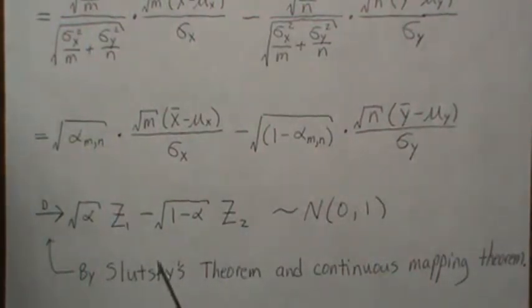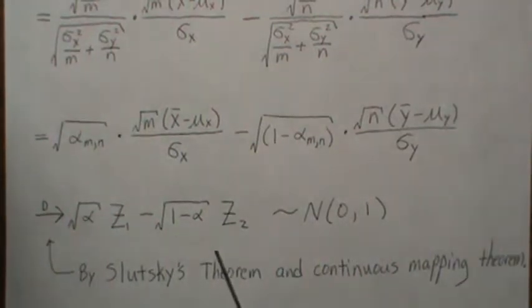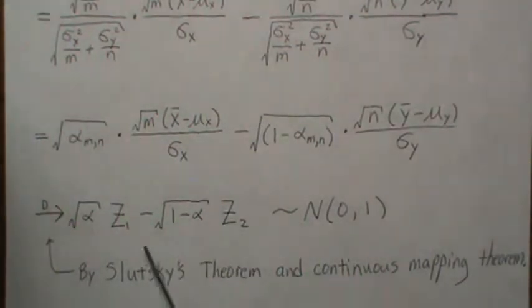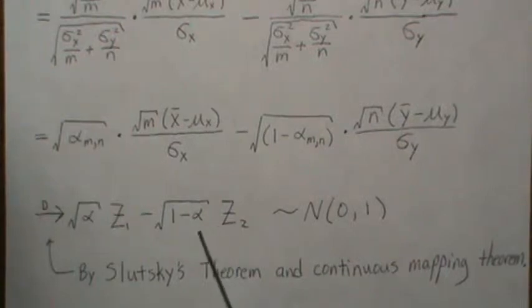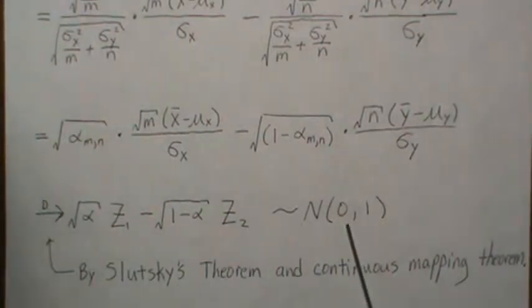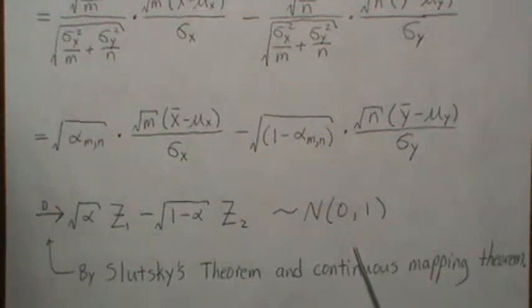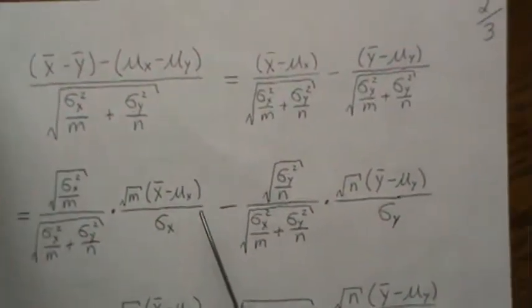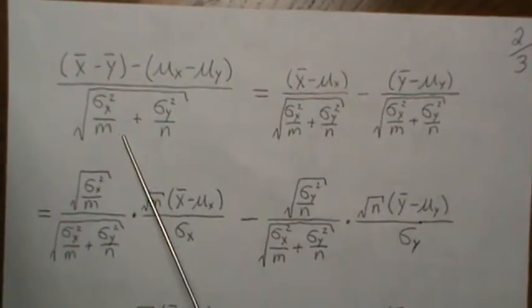And this is just a combination of standard normal random variables. So this is normal, but we've got to figure out the mean and the variance. If you take the expected value of both sides, you get 0, and then the variance would be this squared plus this squared, and it ends up being 1. So this quantity converges to a standard normal. That would be this quantity.